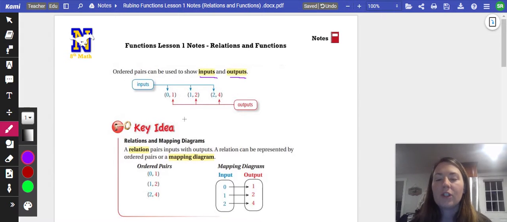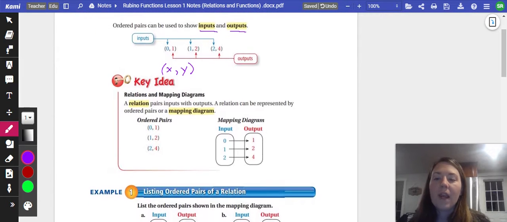Looking at this picture here, we can see that we have three ordered pairs. Our inputs are highlighted in blue, and our outputs are highlighted in red. As we can see, the inputs are the x values, and the outputs are the y values. Our point is written as x comma y in parentheses. The first number is the input value, or the x value, and the second number is the y value, or the output value.